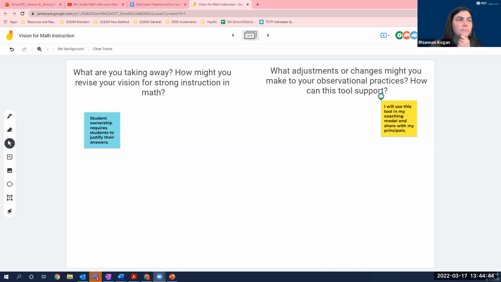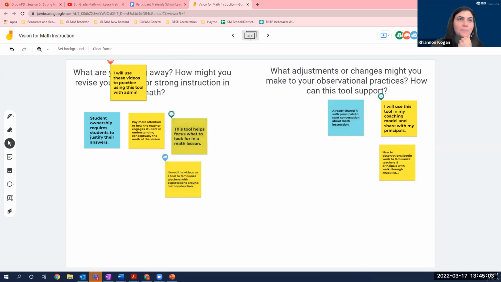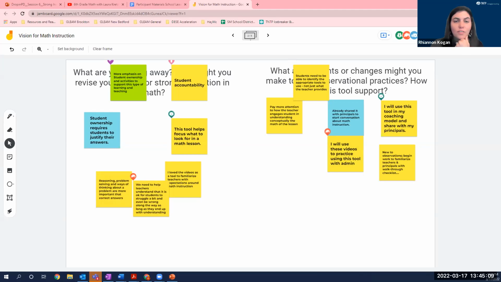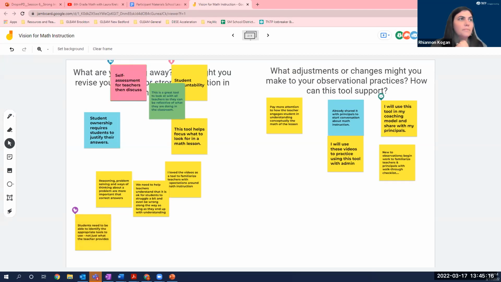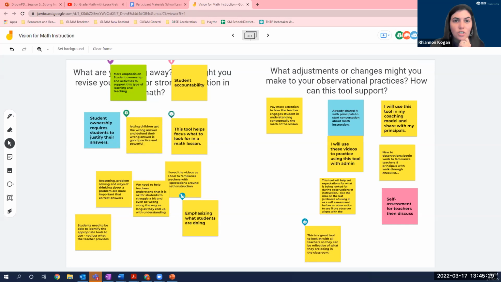Thank you for starting us off. Love these reflections. Love the idea of actually showing this tool to teachers so that they have bullets and a vision for instruction. Using the videos to practice alignment with the tool is a great next step. Wonderful. We'll take about 1 more minute here. If you've already shared, feel free to use that pen tool to show resonance.